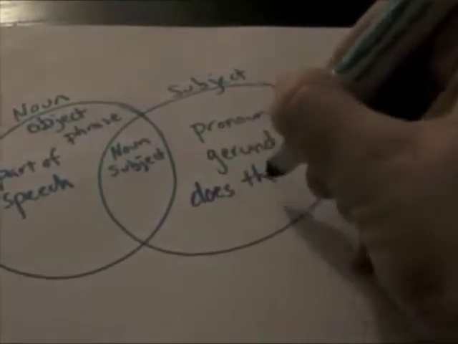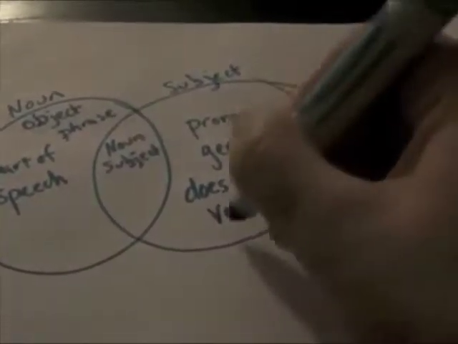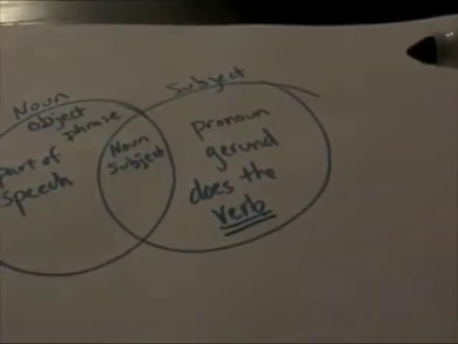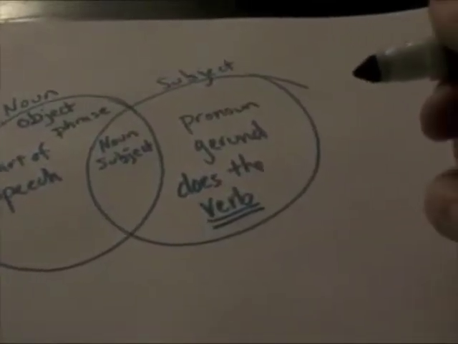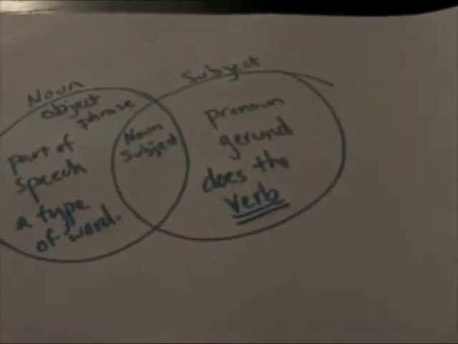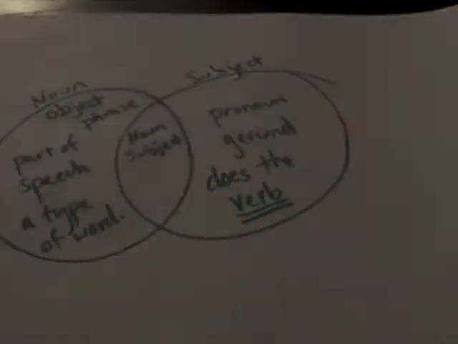The important thing to remember is that a subject does the verb. Whatever it is that the action is, the subject is the thing that does the action. A noun is just a type of word. So, like I said, sometimes the subject is a noun, but it doesn't have to be.